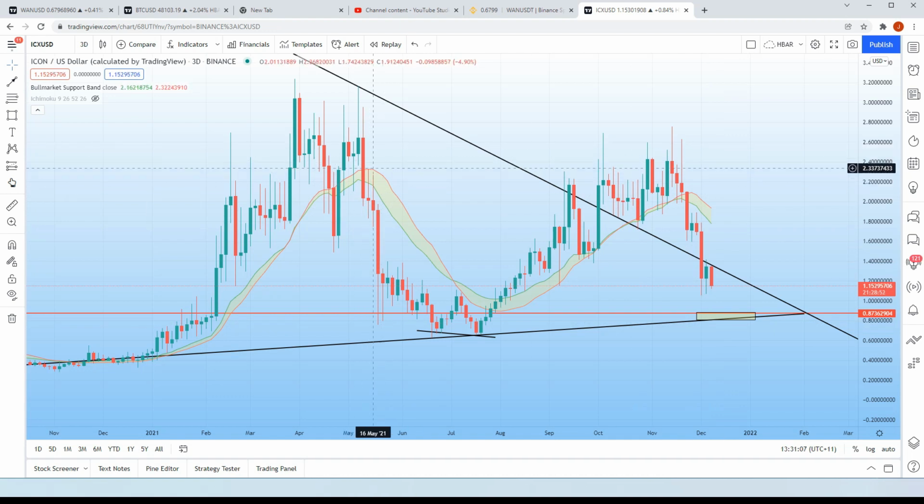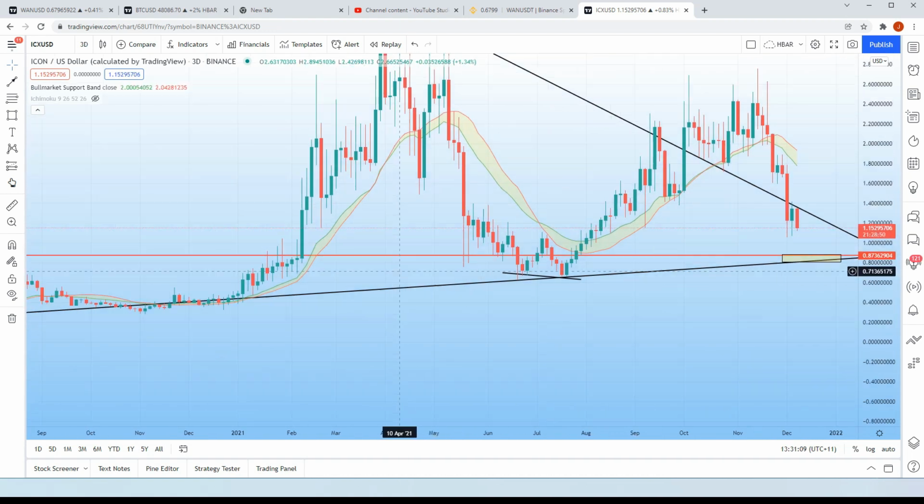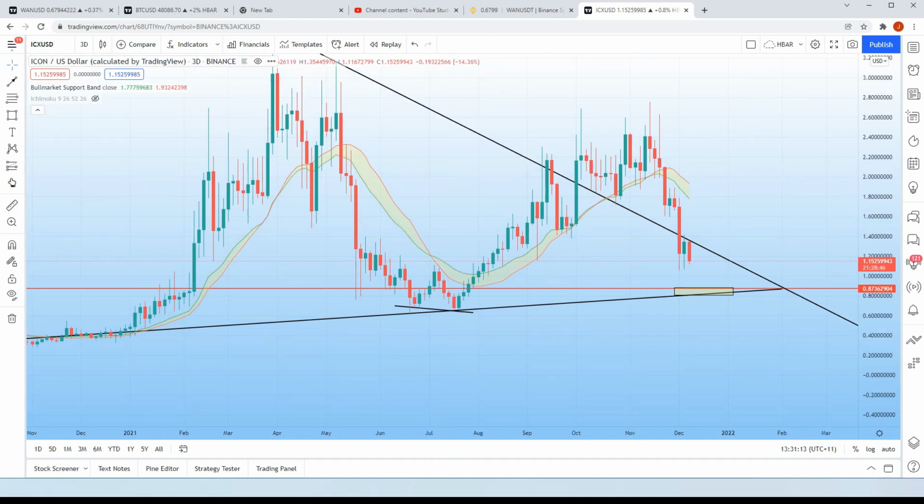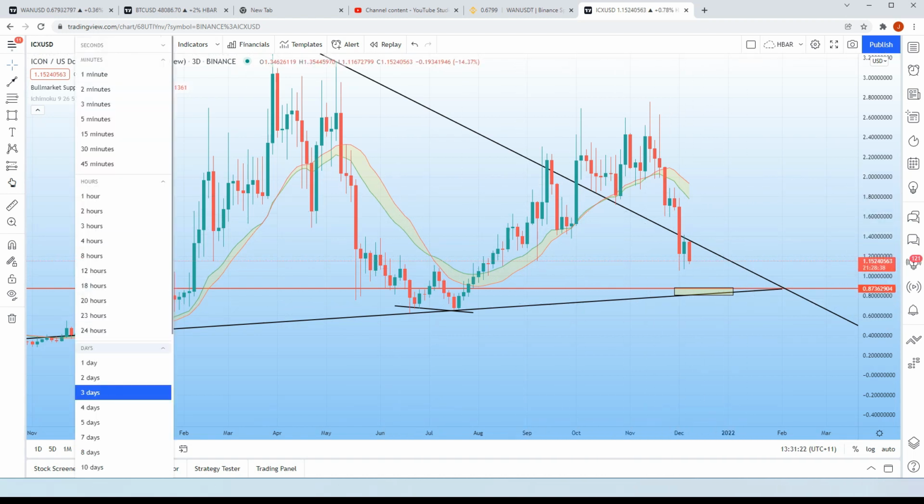We saw that numerous times over here, here, and here. So what are we looking for? Well, on the 3-day chart, if we want to get the best entry, of course, we're not going to find the best entry going alone off the bull market support band on a 3-day chart. We're going to have to look at a smaller time frame.